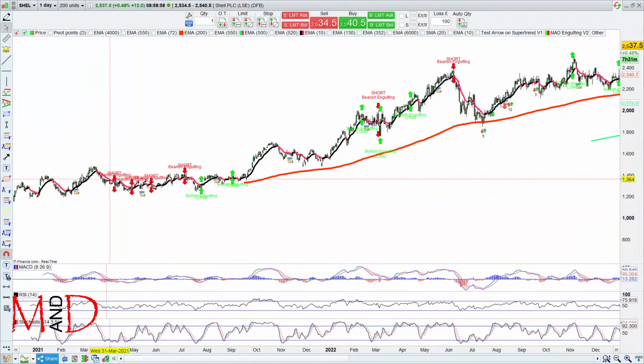For instance, back here would have been possibly a loss, another loss. So three losses in a row, but you're not losing your shirt. You're not losing all the shares that you put into Shell. You're just losing a little bit. You're losing the amount of money that you put in.